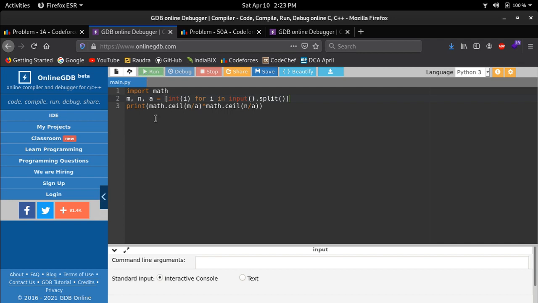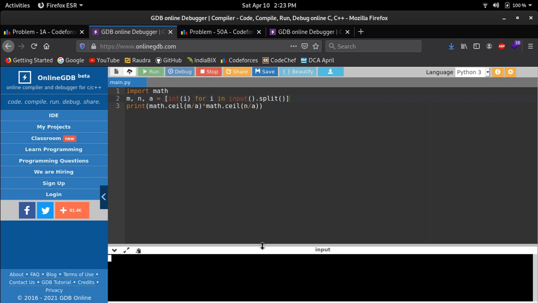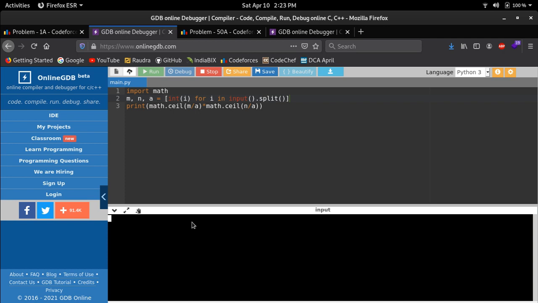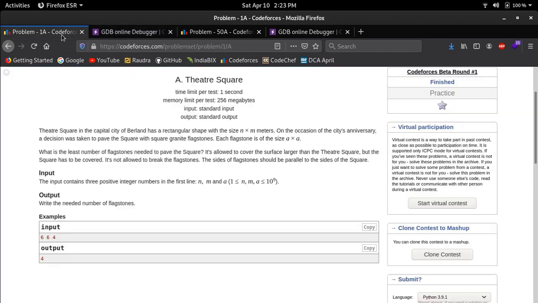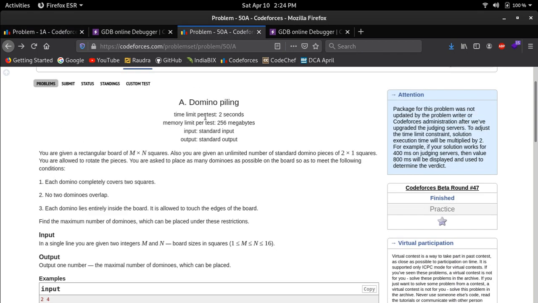So run the code. We will be inputting here 6, 6 and 4. So yes, 4 is the answer, which is as per requirement. Now let's see the second problem. It is a kind of similar problem.